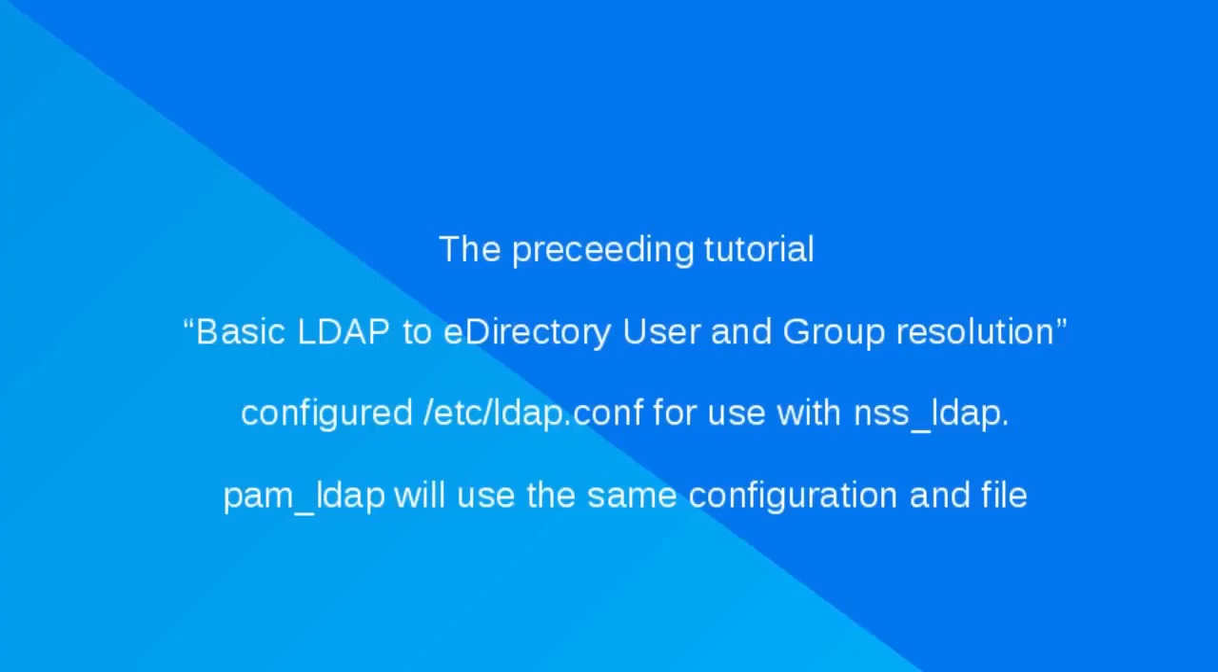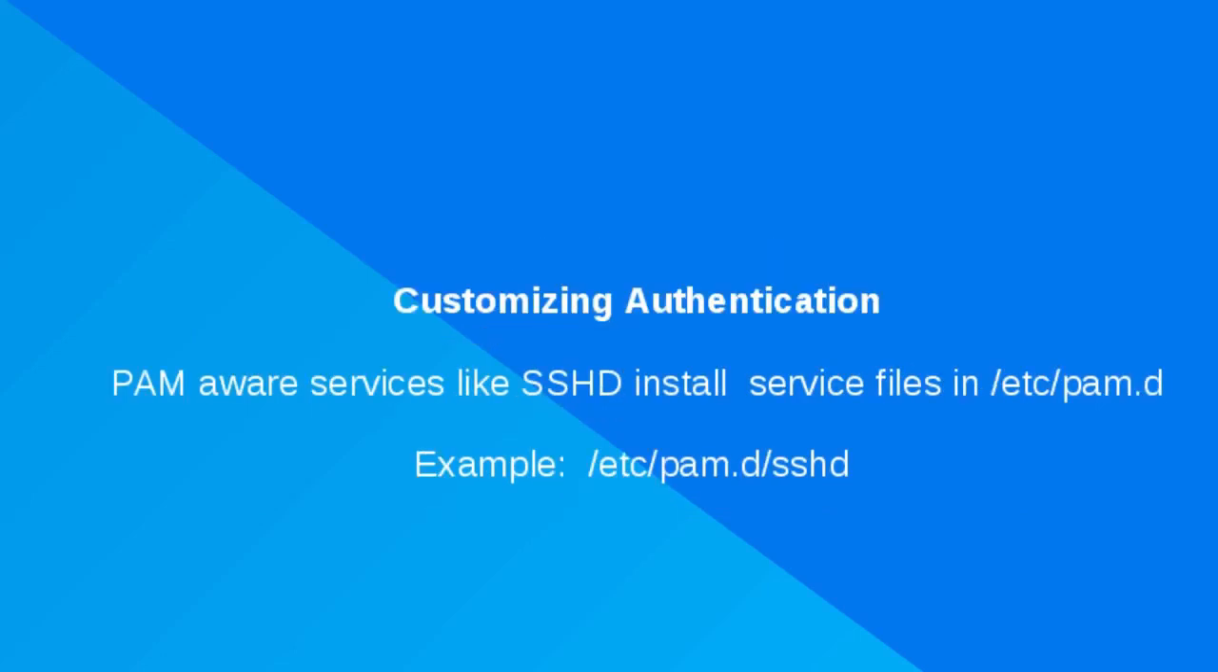The prerequisite tutorial configured the ldap.conf file for use with NSS_LDAP. PAM_LDAP will use the same configuration file. SSHD is a PAM-aware service, which means it includes a service file in the /etc/pam.d directory, which can be customized. The SSHD services file will be modified to use the PAM_LDAP module in this tutorial.